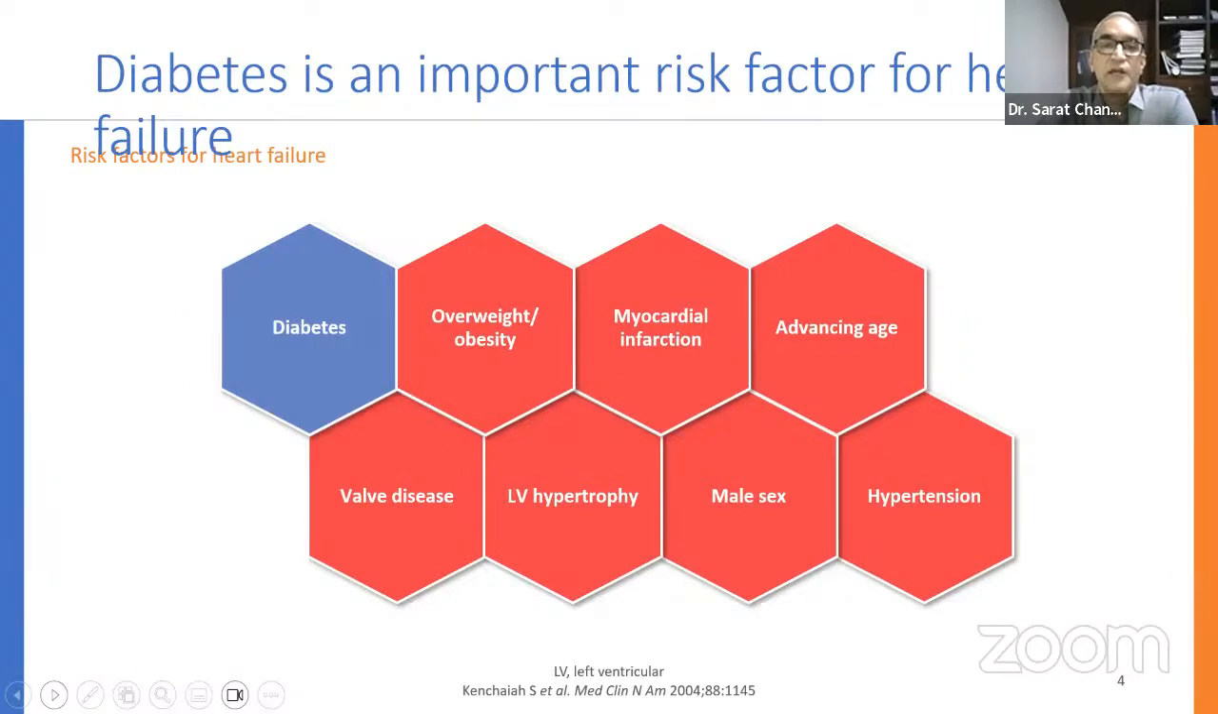Now, among so many risk factors which we know of for development of heart failure over the course of time, like overweight, obesity, myocardial infarction, advancing age, male sex, hypertension, valvular heart disease, left ventricular hypertrophy, along with them, diabetes is a very important risk factor. This is further to highlight the same point.